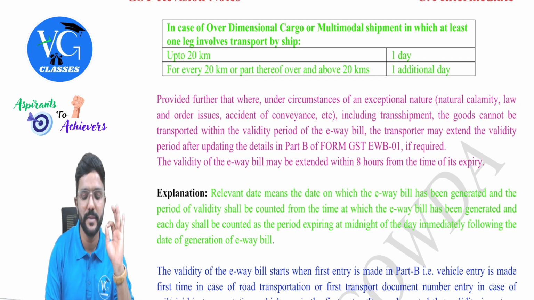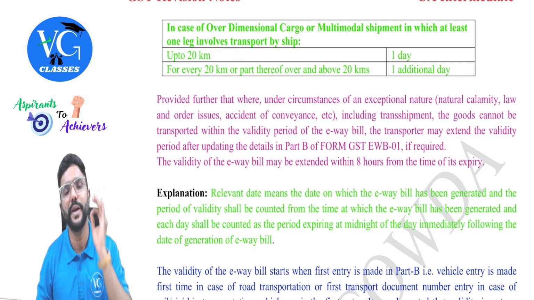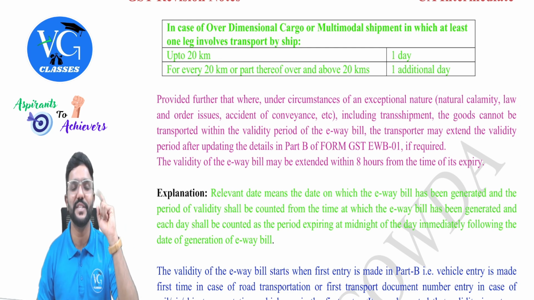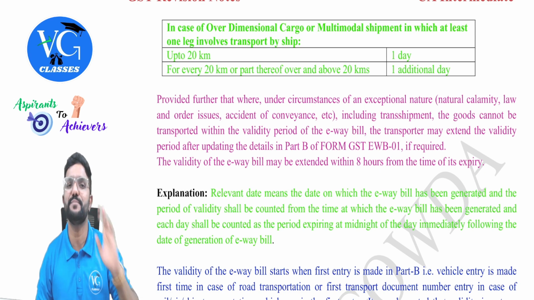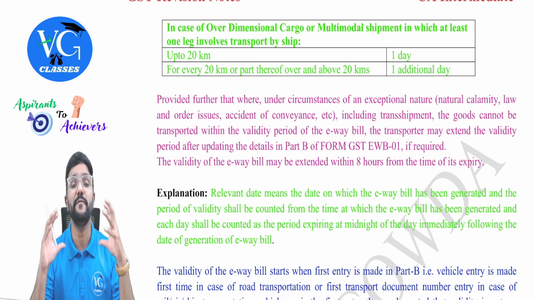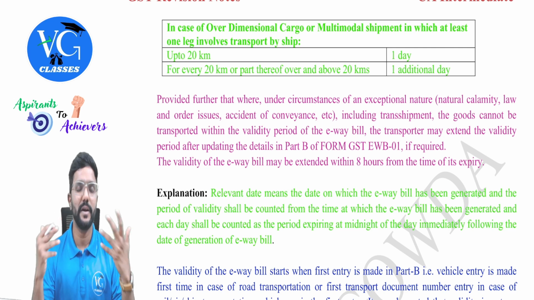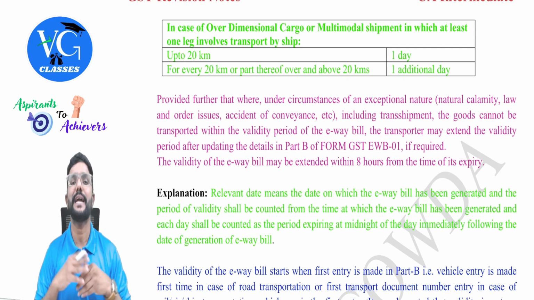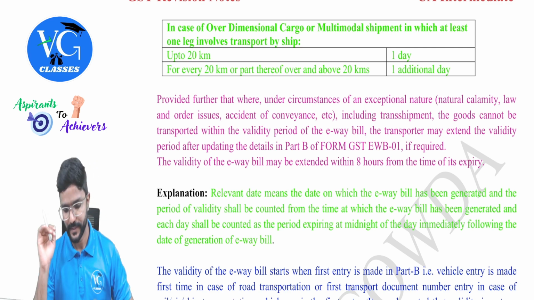Over-dimensional cargo in simple terms, guys, means heavily loaded vehicles, which will not be traveling so fast on the highways. You would have observed heavyweight vehicles going very slow because they have speed limits and they are carrying heavy weight, so they cannot cross a certain speed limit. So that is why more time limit is given for them.